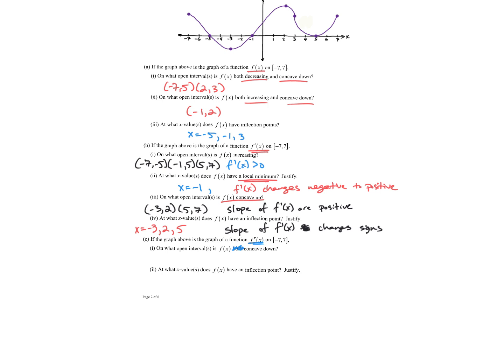All right, and so when is f concave down? When f double prime is what? Negative. When f double prime is less than 0. And so when is f double prime less than 0? Negative 5 to negative 1. So that is when f is concave down, because f double prime is less than 0.